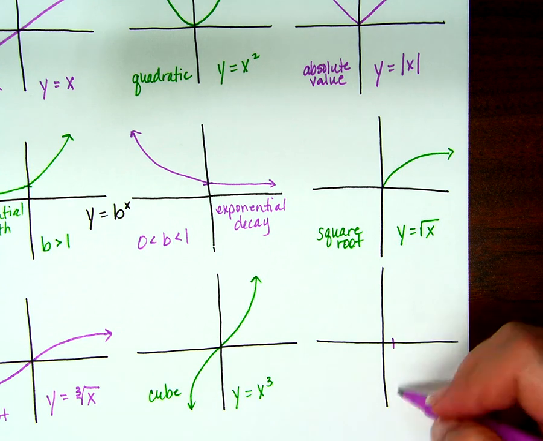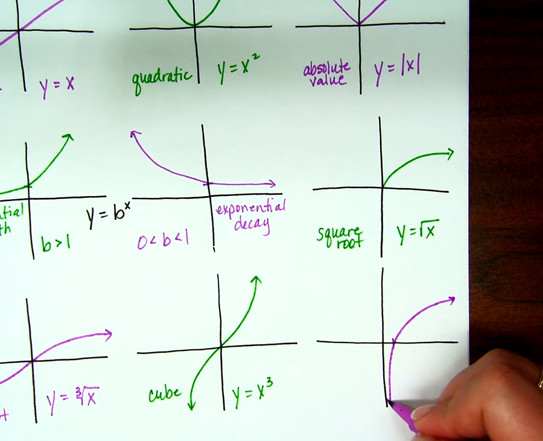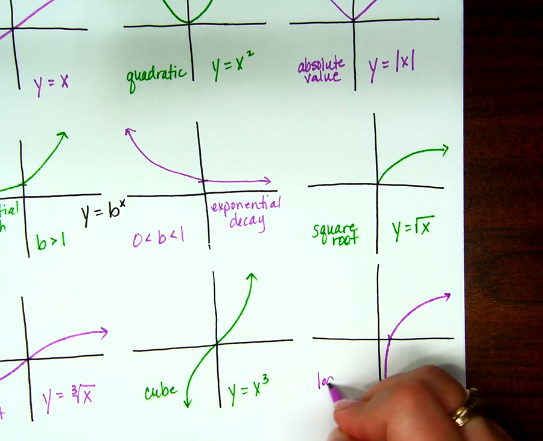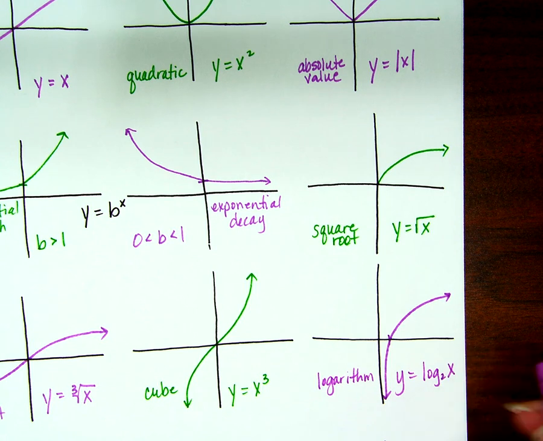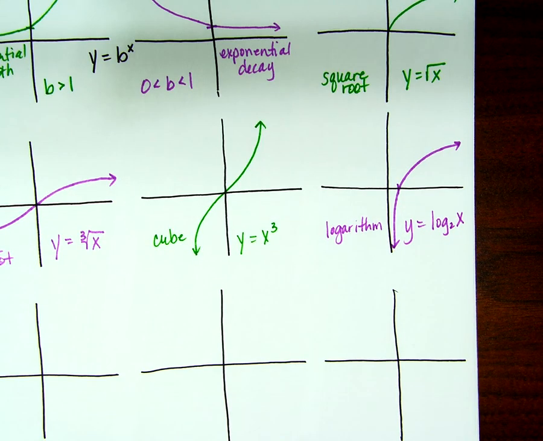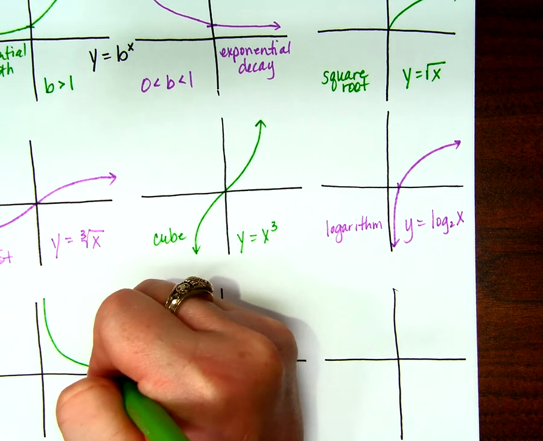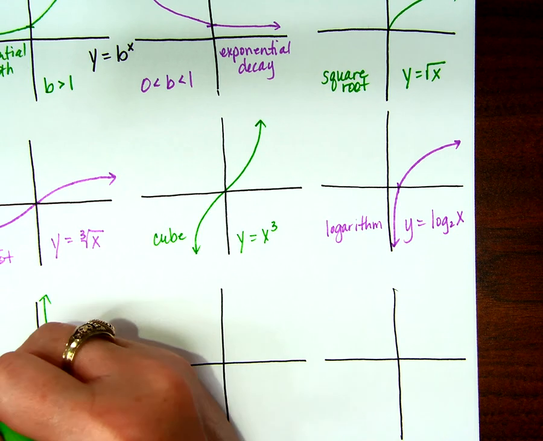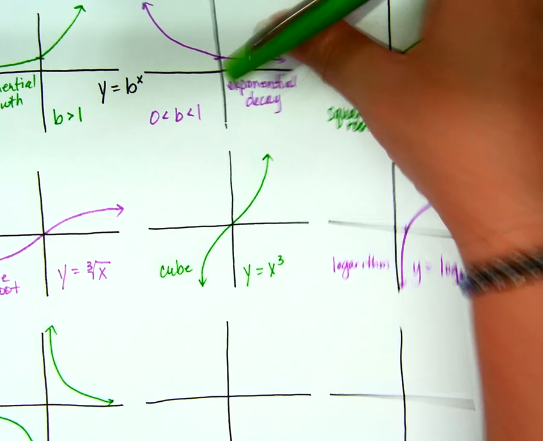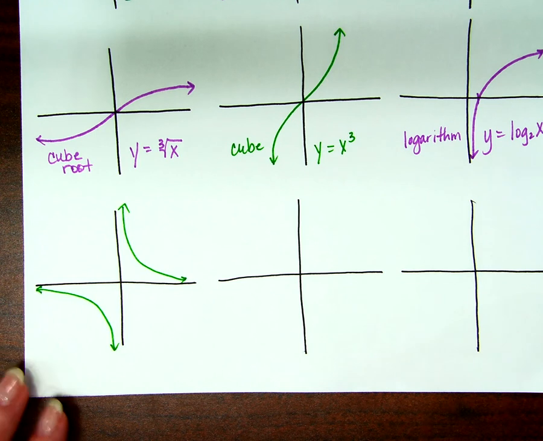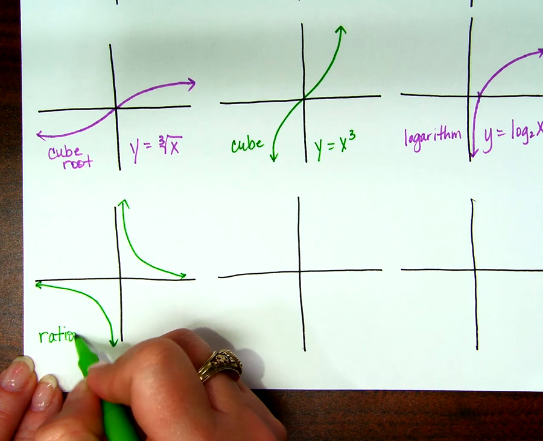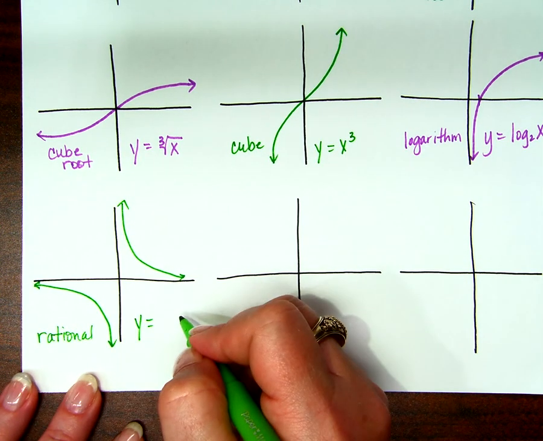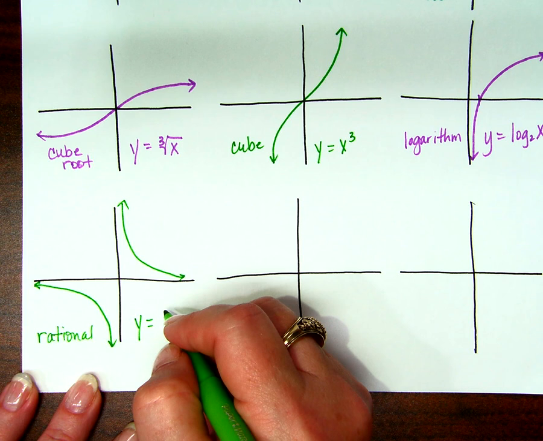And this one? Excellent. So this is y equals log, we'll go ahead and write base 2 of x. It could be base 10 or base e or base whatever, but we'll just go and write a 2. Okay. How about this one? Oh, you can't see it, sorry. It's just rational. Y equals, what's the equation? Bottom. 1 over x.